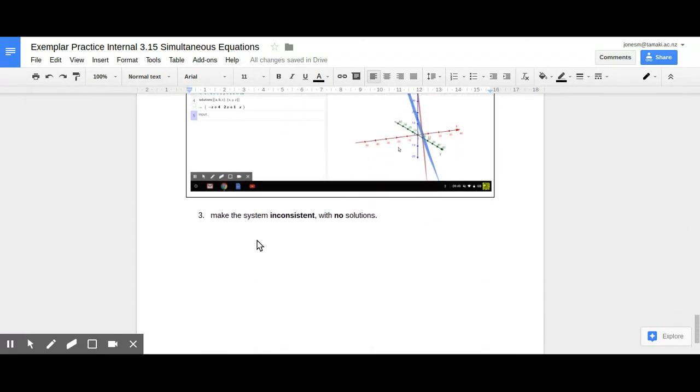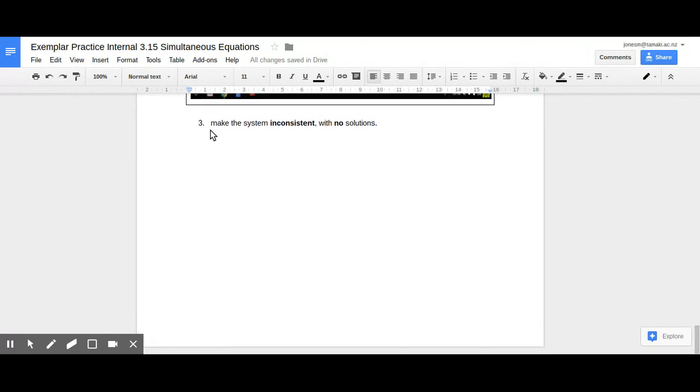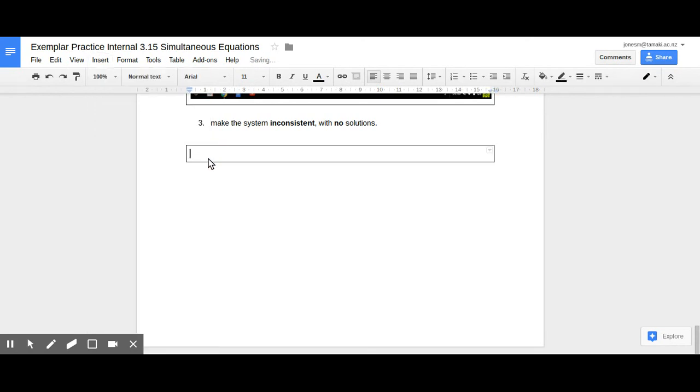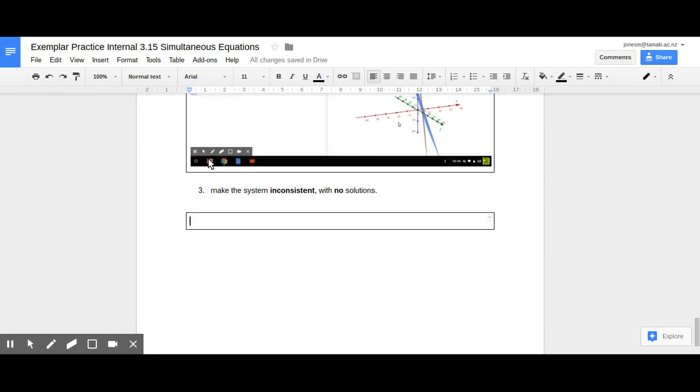Alright, now we want the equations to be inconsistent with no solutions. Now one way of doing that is by making one of the equations parallel. So simultaneous equations that have parallel planes will never intersect, and so we'll have no solutions.